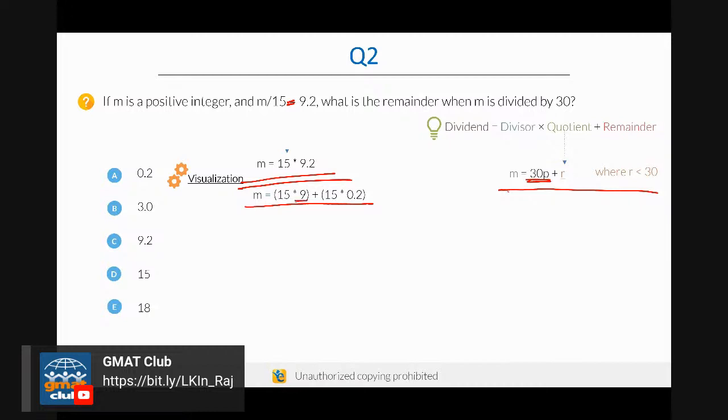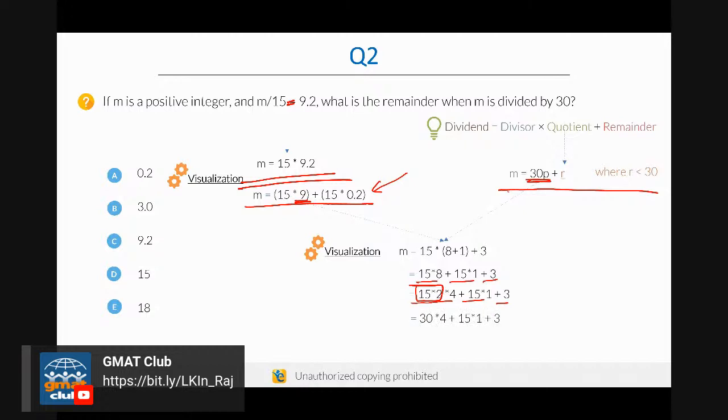So we further distribute this 9 over here, and we really just say, hey, let 9 be 8 plus 1. That's a process skill called visualization. And so we really say, hey, M is equal to 15 times 8 plus 15 times 1 plus, again, 3. Remember, this is over here, which means it's 15 times 2 times 4. So this will give us 30 over here, 15 times 1 and 3. And so this is a term which is completely divisible by 30. So this gives a remainder of 0. So the remainder has to be the sum of these two terms, which gives us 18, which is choice E, which is our answer over here.